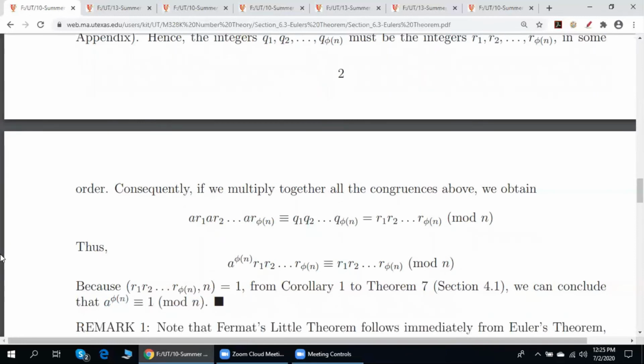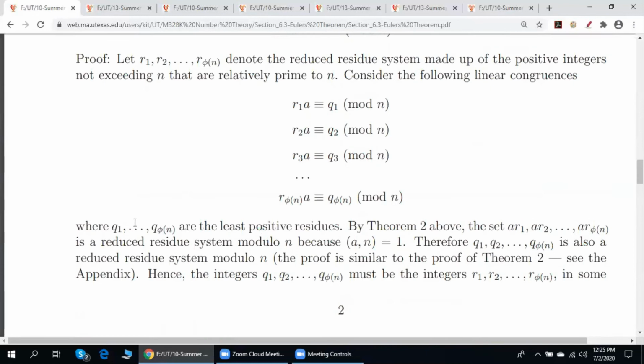Folks, think about questions. Could you explain what least positive residues means again? Well, in simple words, these are remainders. We divide this by this, find the remainder. Done. We divide this by this, find the remainder.